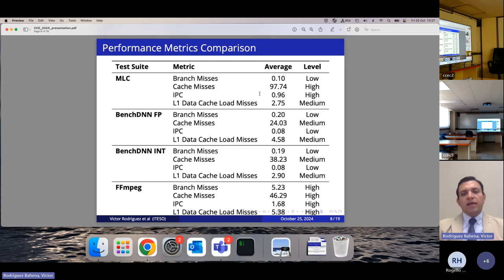As we can see over here, there is a column that specifies the level of the result compared to the rest of the others. For example, FFmpeg is giving a high amount of cache misses and high IPC and so on. On the other side, MLC, for example, is seeing very low branch misses for the CPU. So at the beginning, this information might or might not offer some insight on how to quickly differentiate between machine learning, which is bench DNN, both floating point and integer, versus the other ones, a memory stress and a video coding workload.